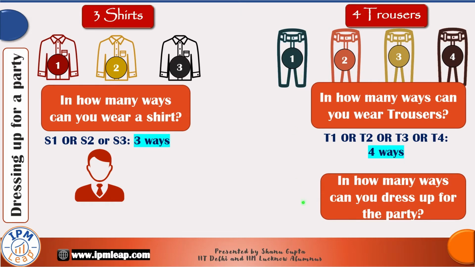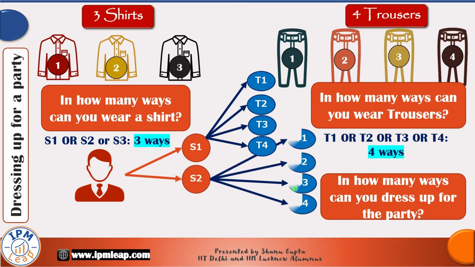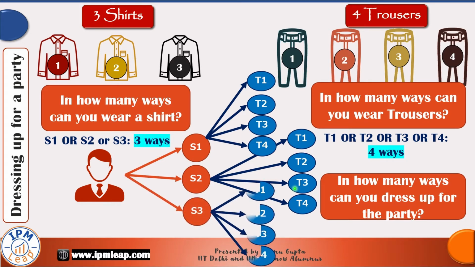Okay. If you wear shirt 1, you can wear the trousers in 4 ways. If you wear shirt 2, you can still wear the trousers in 4 ways. Similarly, if you wear shirt 3, you can wear the trousers in 4 ways. So the various combinations for shirt and trousers looks like a tree diagram with so many branches.